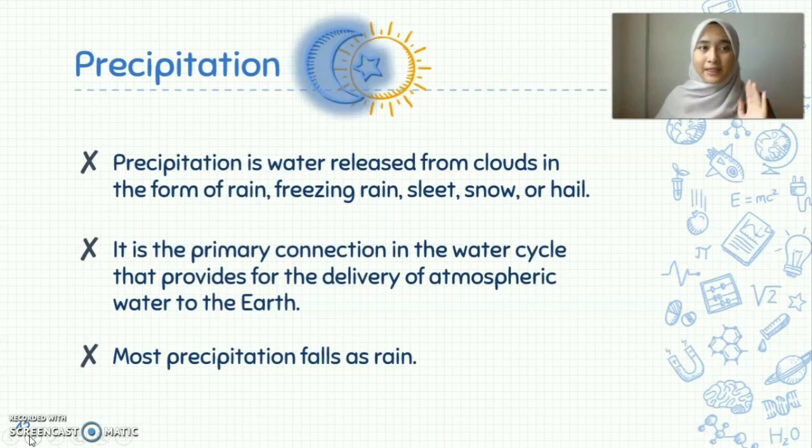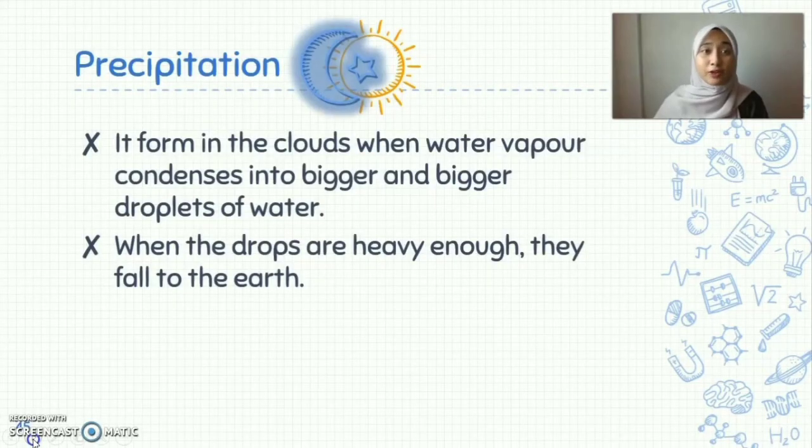Then, precipitation. Precipitation is water released from cloud in the form of rain, freezing rain, sleet, snow, or hail. It is the primary connection in the water cycle that provides for the delivery of atmospheric water to the earth. Most precipitation falls as rain. It forms in the clouds when water vapor condenses into bigger and bigger droplets of water. When the drops are heavy enough, they fall to the earth, like I have said before, usually as rain.